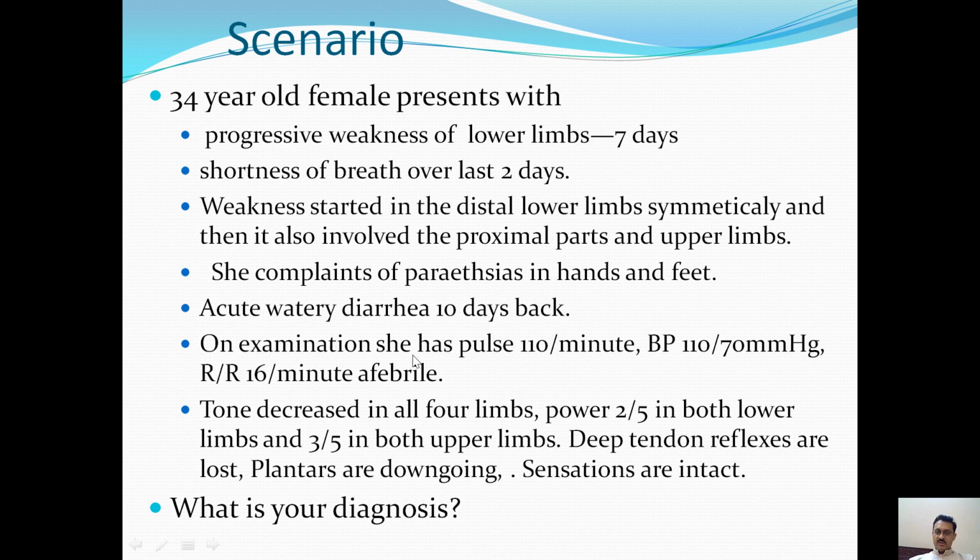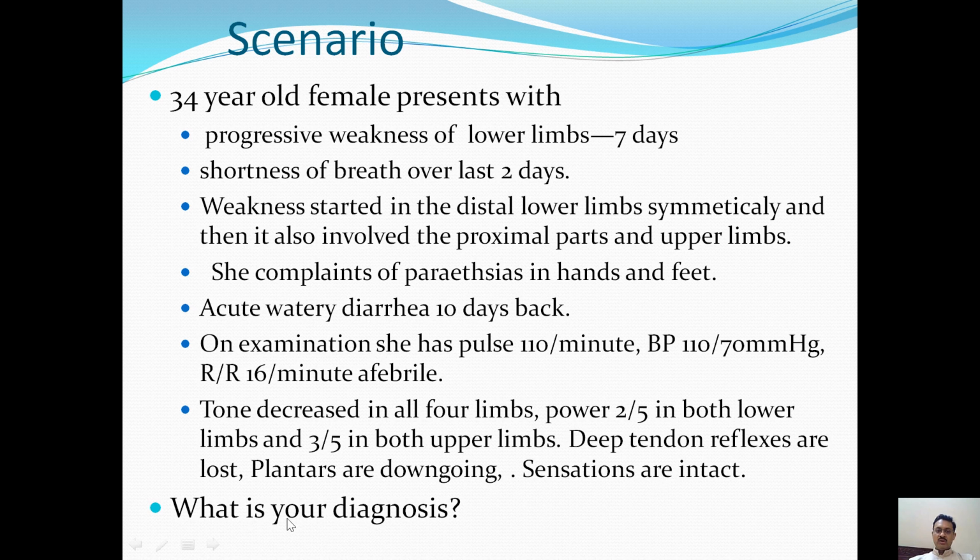On examination, she has a pulse of 110 per minute, blood pressure is 110 by 70, respiratory rate is 16 per minute, and she is afebrile. Further examination showed tone is decreased in all four limbs. Power is 2 by 5 in both lower limbs and 3 by 5 in both upper limbs. Deep tendon reflexes are absent, plantars are downgoing, and sensations are intact.